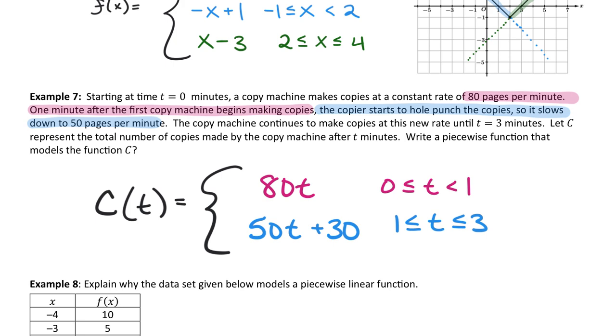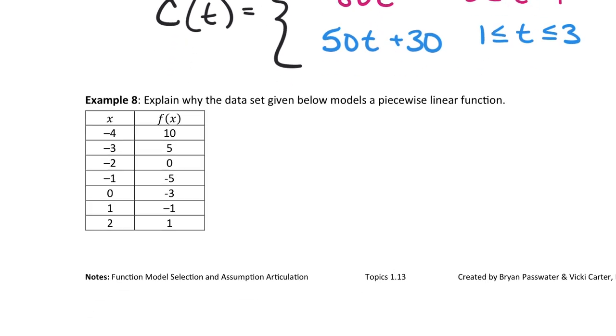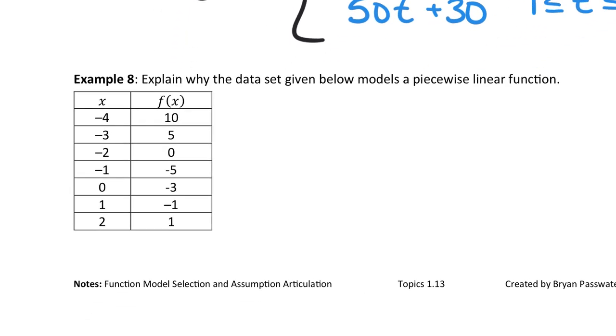The last way you're going to see a piecewise function presented to you, so to recognize it, is potentially in a table. This table says explain why the data set below models a piecewise linear function. Now, first thing I see is since it's a table, I hope it's easy. Is this equal length input value intervals? Yeah, so this is an easy problem. All we have to do is figure out how these numbers are changing. How do you go from 10 to 5? How about 5 to 0? How about from 0 to negative 5?